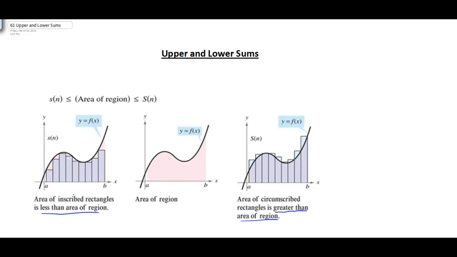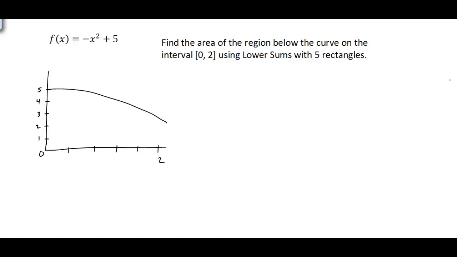And the first one we want to look at is how can we find the area using these inscribed rectangles. Now, for example, here this says we want to find the area of the region below the curve on the interval from 0 to 2 using lower sums with 5 rectangles. So here's our function, f of x equals negative x squared plus 5. So they want us to use 5 rectangles to estimate the area that's underneath this curve on the interval from 0 to 2.